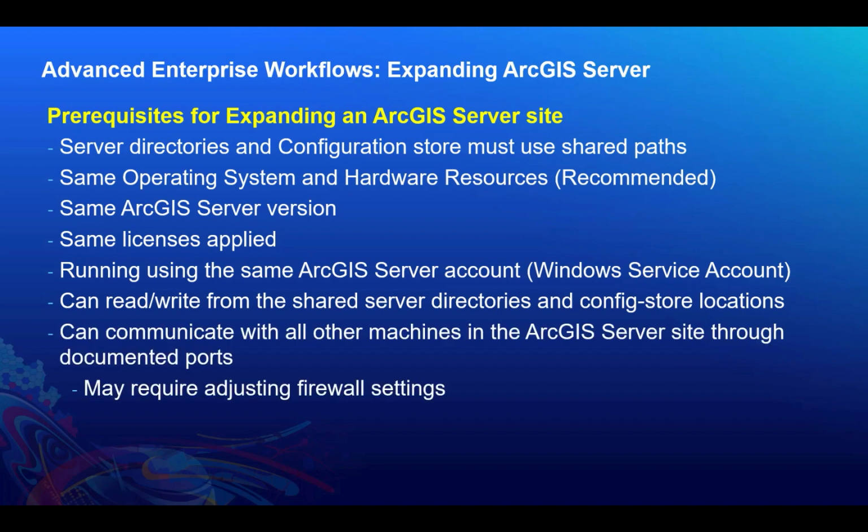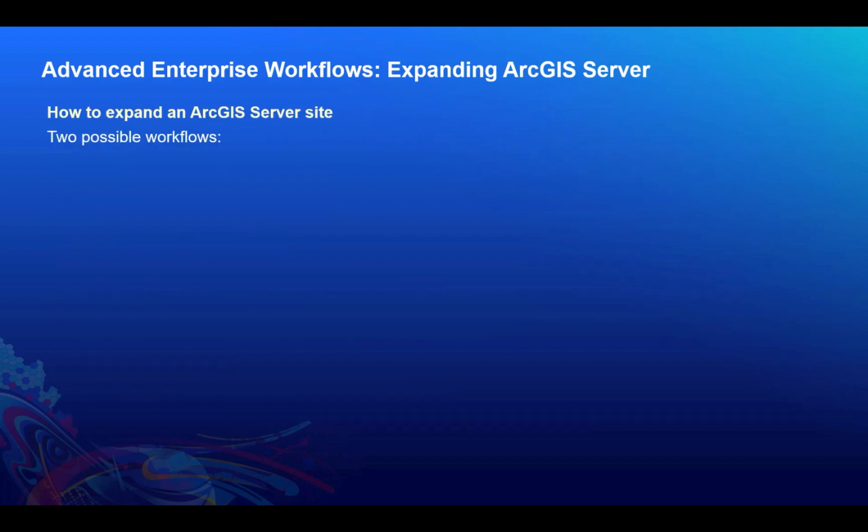Ensure machines can communicate with each other using the designated ports as mentioned in the documentation. This may also require adjusting your firewall settings on your network. And of course, you also want to make sure the ArcGIS Server on all machines can access all the data. Once all those requirements are met, the next step is to add additional machine or machines to the ArcGIS Server site.